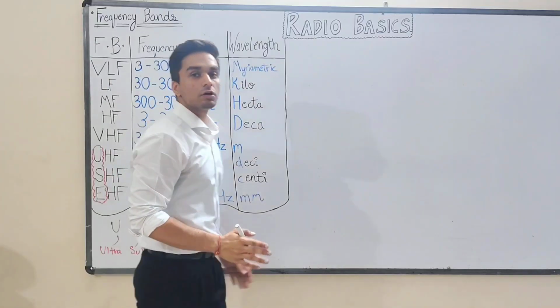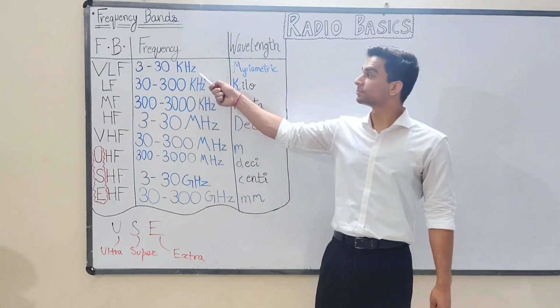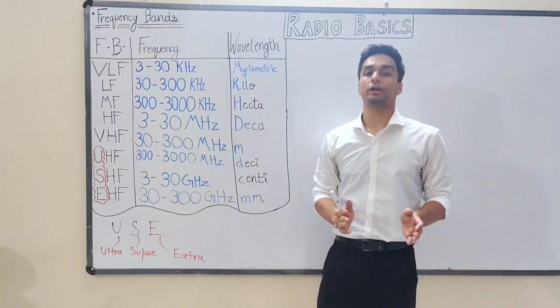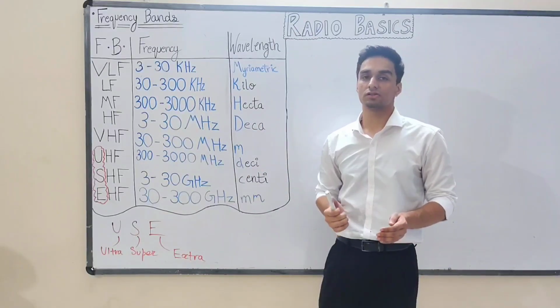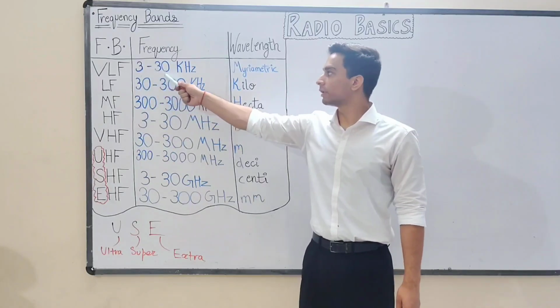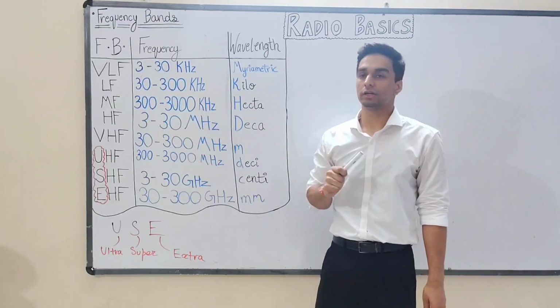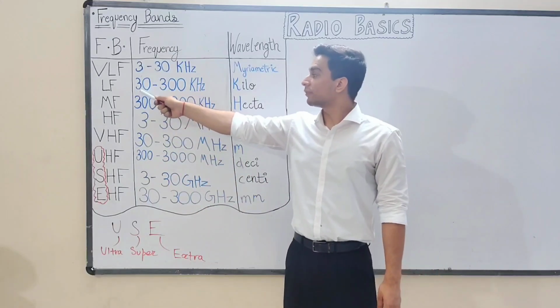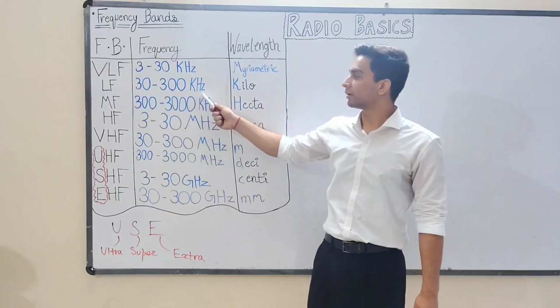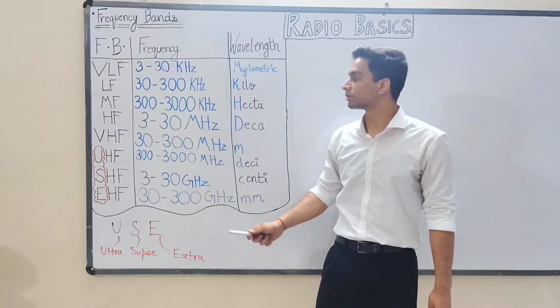Now, moving on to the frequency that these bands contain. I will start speaking the frequency it contains and you will see that there is a series to write this. VLF contains 3 to 30 kilohertz. Remember, kilo is 10 raised to power 3 hertz. LF contains 30 to 300 kilohertz. MF, 300 to 3000 kilohertz.